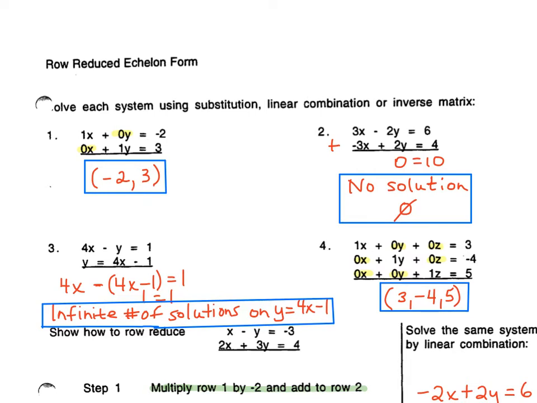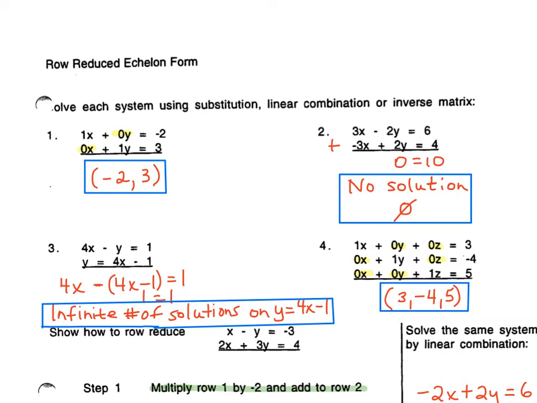If I take a look at example 2 and I add the two equations together, notice that my x terms go away, my y terms go away. So on the left-hand side of the equation, I have 0, and on the right-hand side, I have 10. If my variables go away and I have a false statement, such as 0 equals 10, then my final answer is no solution. You can either write the words out or you can use the mathematical representation of no solution.